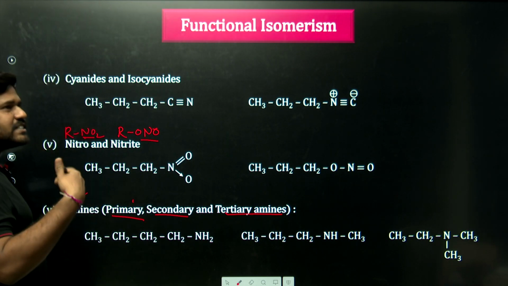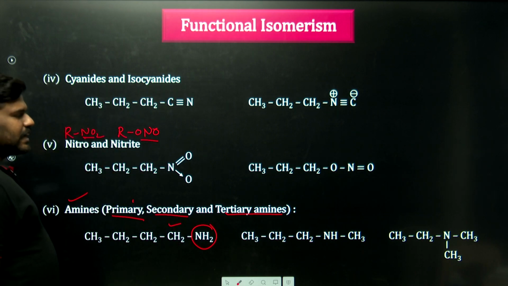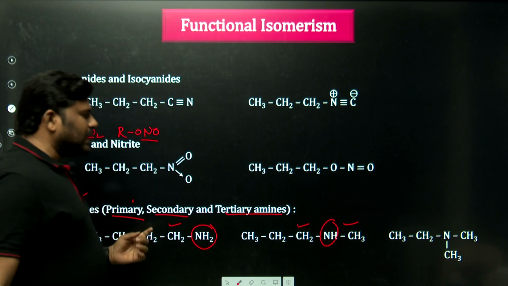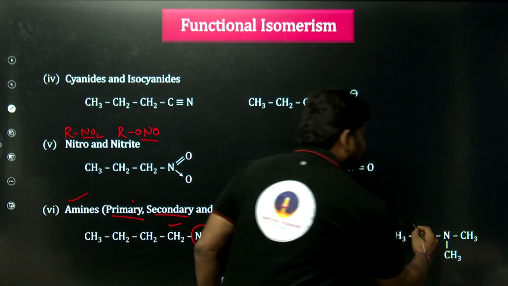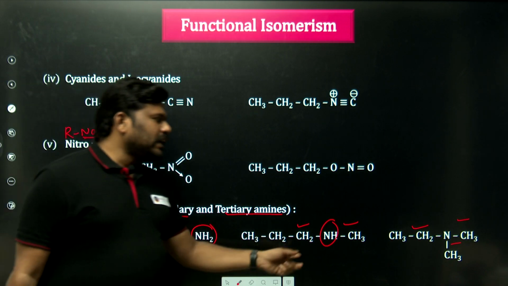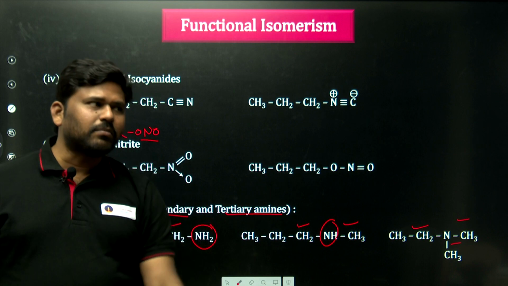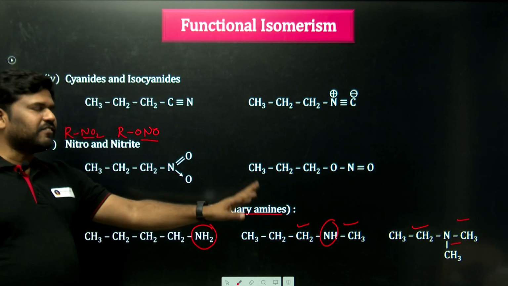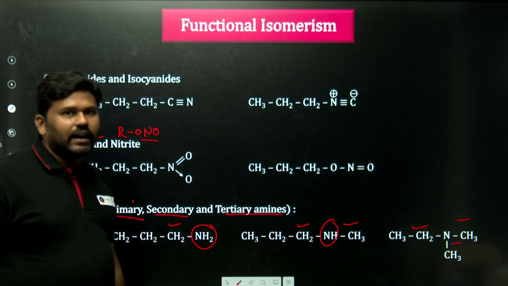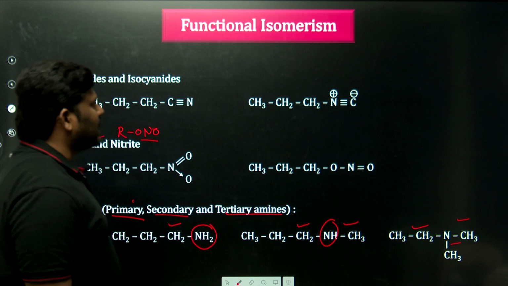What is a 1 degree amine? The nitrogen is connected to a single carbon. Here the nitrogen is connected to 2 carbons, and here to 3 carbons. This is the tertiary amine. 1 degree amine, 2 degree amine, 3 degree amine: these three have a similar molecular formula but differ in the functional groups. These are called functional isomers. This phenomenon is called functional isomerism.